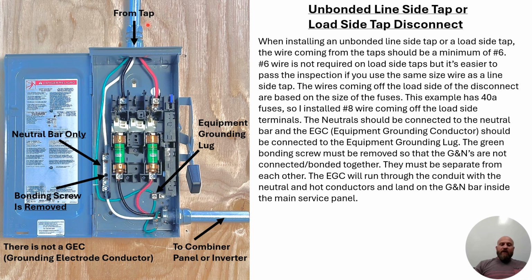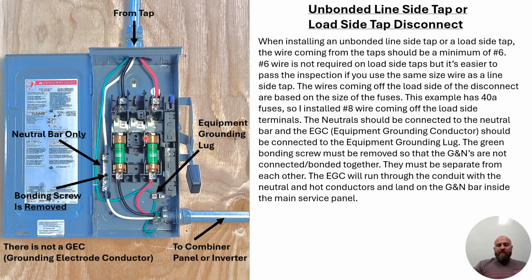In this slide, I want to review how to wire up an unbonded line side tap disconnect or a load side tap disconnect. In the image, you can see the wire coming from the taps. This wire is required to be a minimum of number 6 for line side taps. For load side taps, it's allowed to be smaller, but I still recommend we install number 6 just to make it easier to pass the inspection so we don't confuse the inspectors.